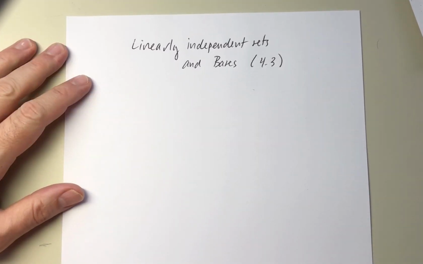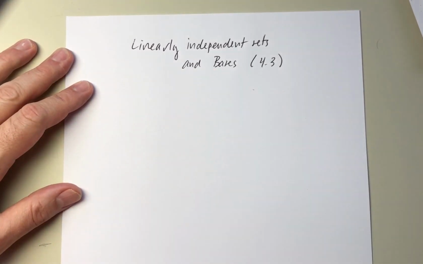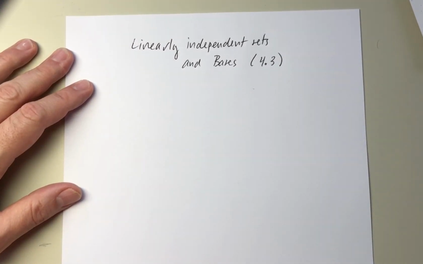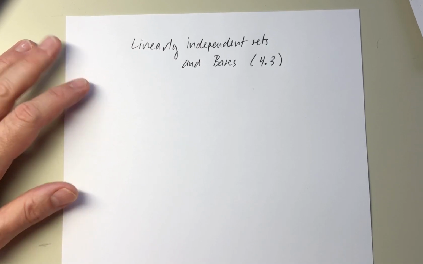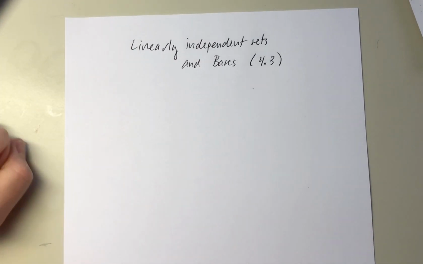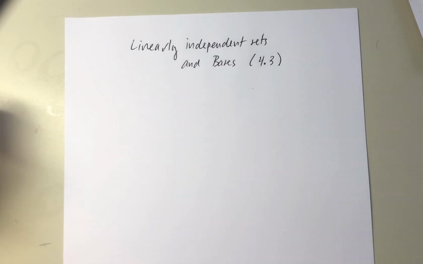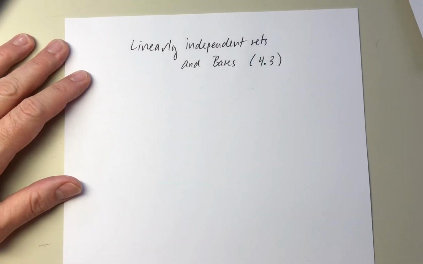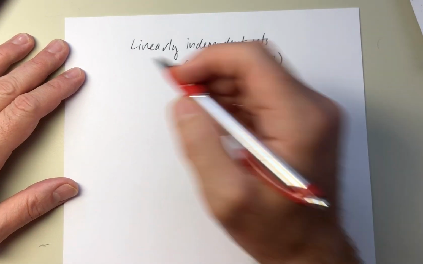Hello everyone, today we're talking about linearly independent sets and bases. This is material from 4.3 of your textbook. So we're going to talk about some notions that we've already seen in the context of vectors in Rn, and we'll say a little bit about how to generalize that to arbitrary vector spaces, and we'll talk about the important definition of a basis. That's our main goal for this lecture.